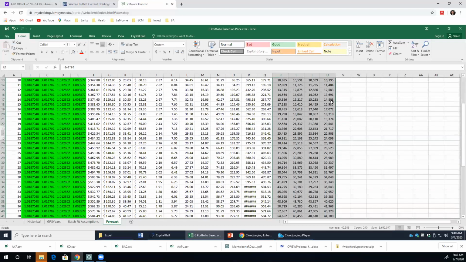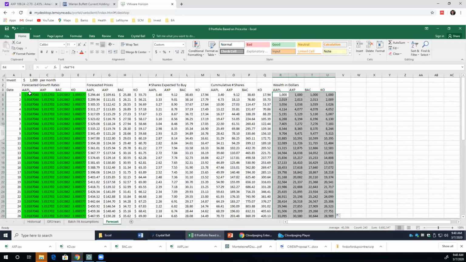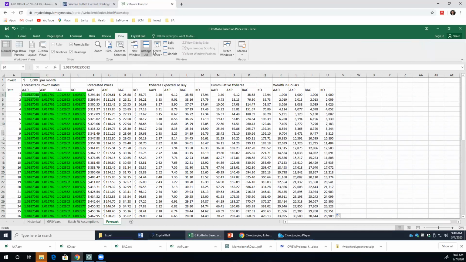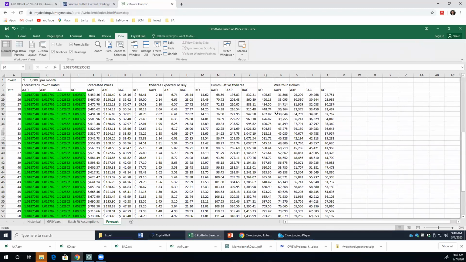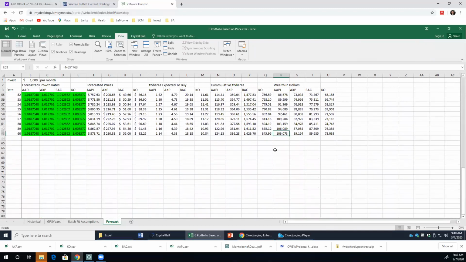So you can see that if I invest my money, let me just actually put the top left corner freeze so I can see it better. View, freeze panes. So you can see here that my wealth, if I invest in Apple, will go up to $109,000 on average versus Coke, $78,000, based on historical data, based on averages. And obviously I invested here $60,000. So any of these companies on average would make me better off. $1,000 times 60 months, $60,000.